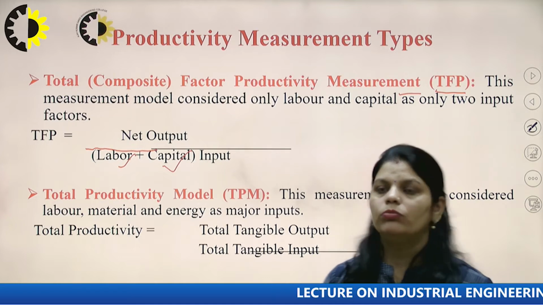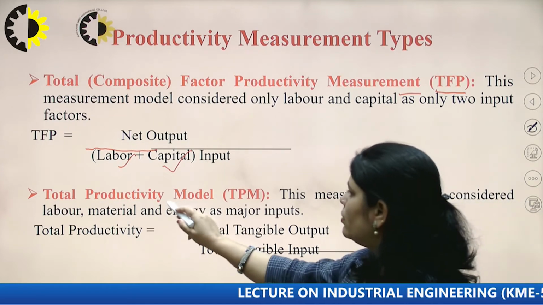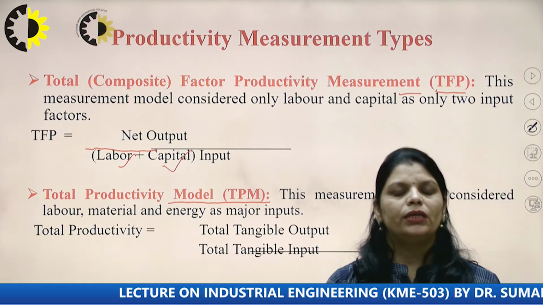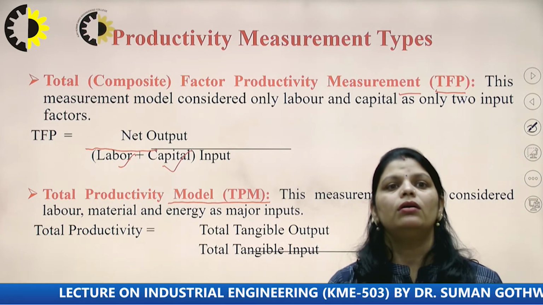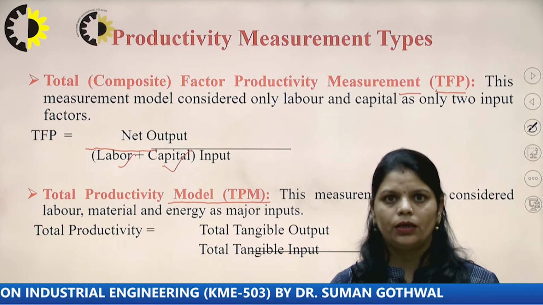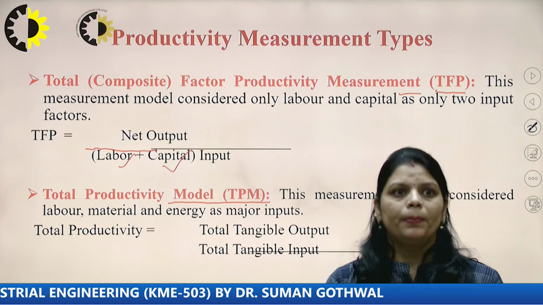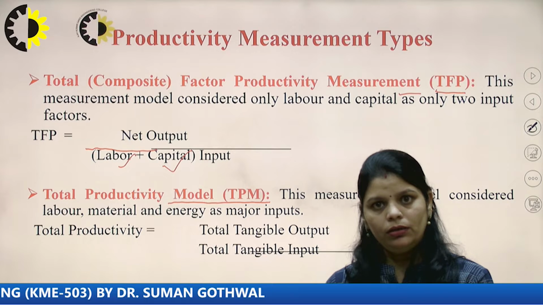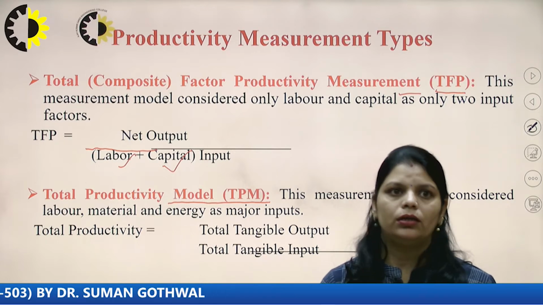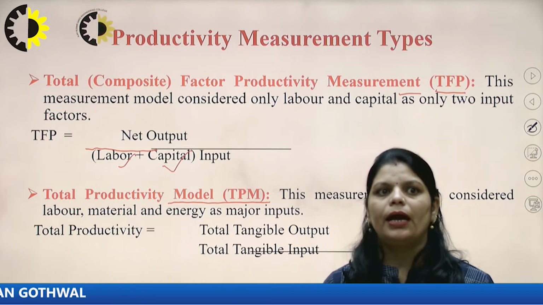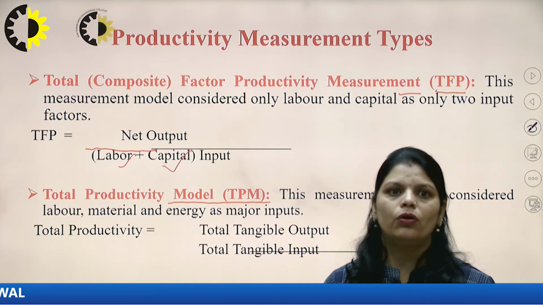Next, we come to the total productivity model, or TPM. In the case of the TPM, it considers 5 items as the input factors. Clear? And these are human being, material, capital, energy and other resources. And this model can be applied in any manufacturing or service organization.